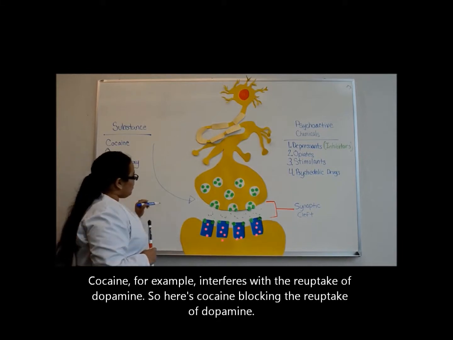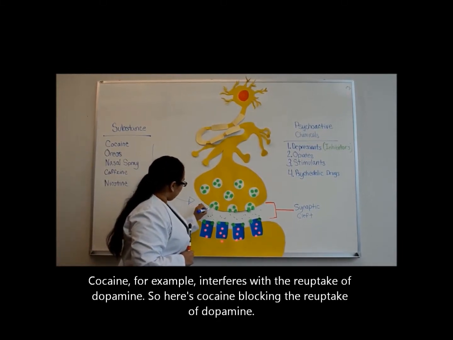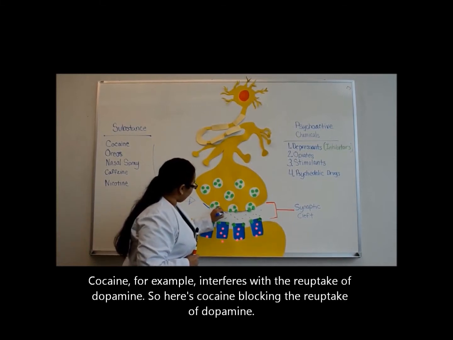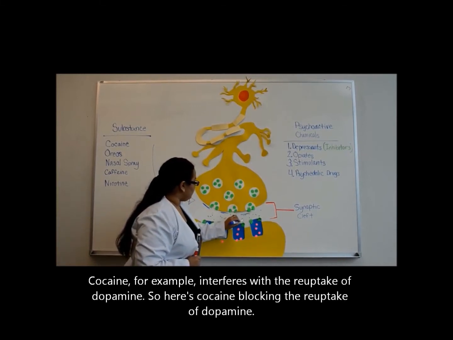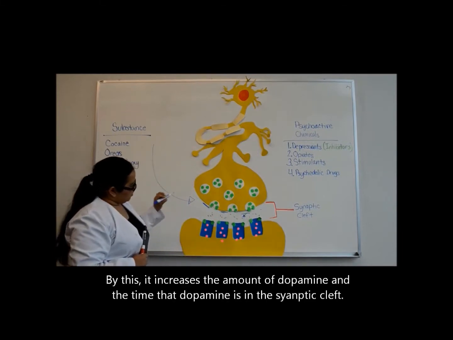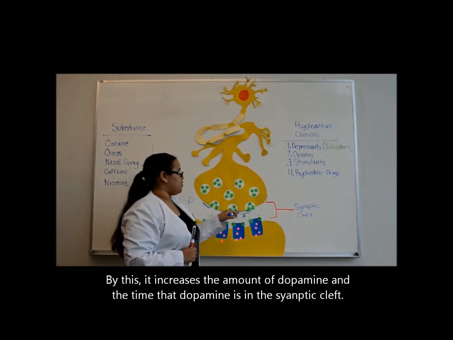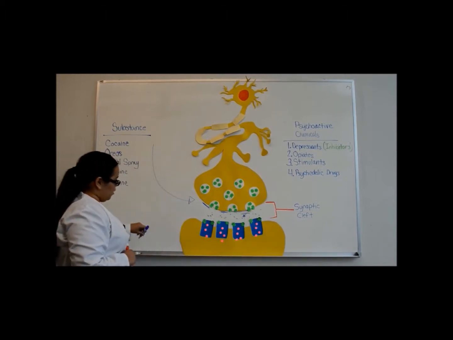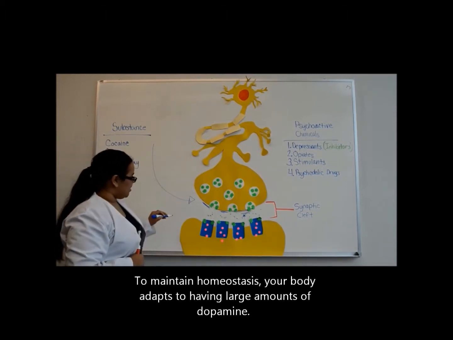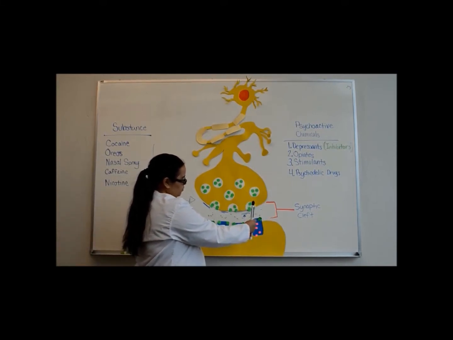Cocaine, for example, interferes with the reuptake of dopamine. So here's cocaine blocking the reuptake of dopamine. By this, it increases the amount of dopamine and the time that dopamine is in the synaptic cleft. To maintain homeostasis, your body adapts to having large amounts of dopamine.